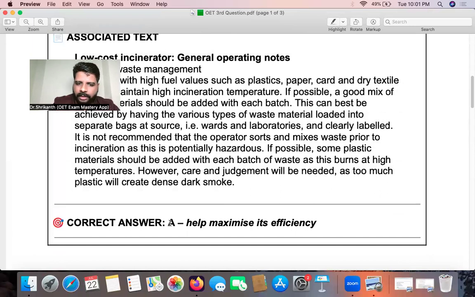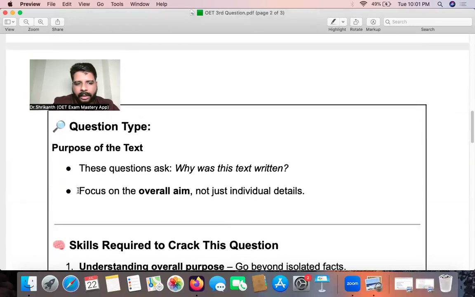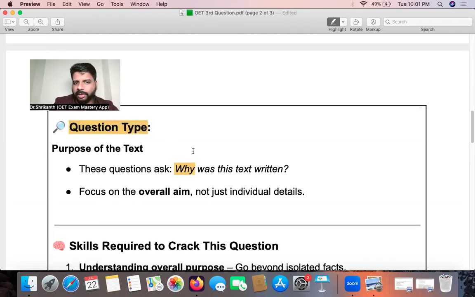The right answer is answer option A. I'll explain to you why A is the answer, and I'll also explain what the question type is. This is a purpose type question. Purpose basically means you need to think why this text was written. So you have to identify the question type. Identifying the question type is important.